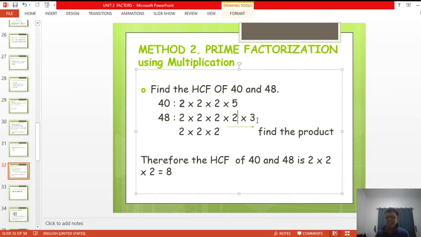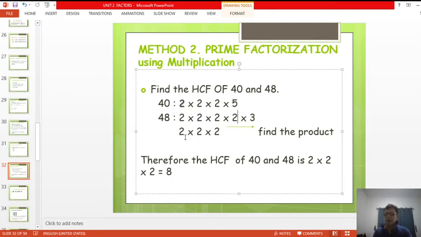The next step is to list down all the common factors in these two numbers. So we have 2 here, 2 here. You write it down. Is there a common number there? Nothing, so you don't write anything. 3 also has no pair. So the only common prime factors here are 2.